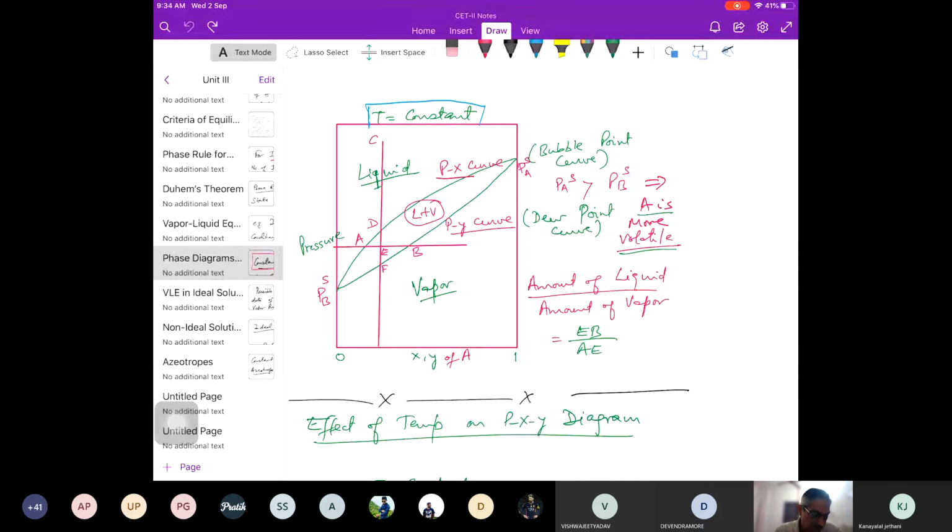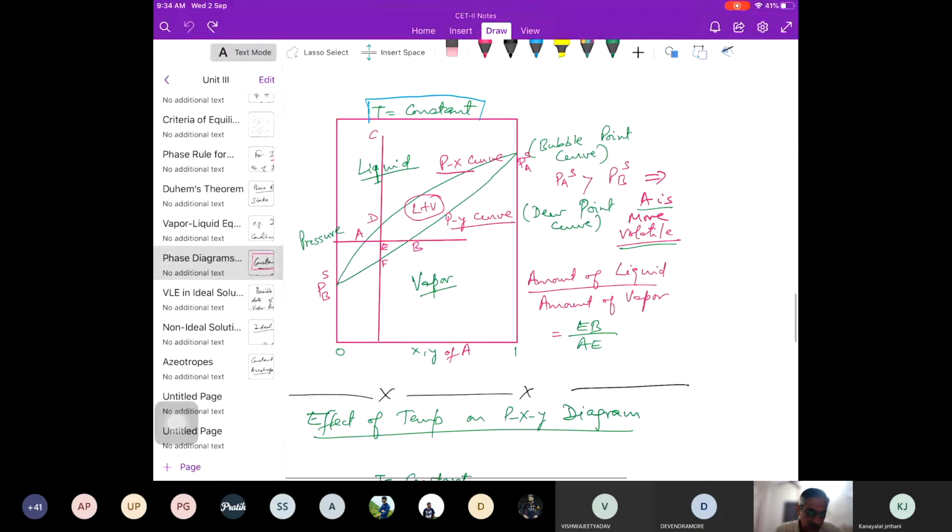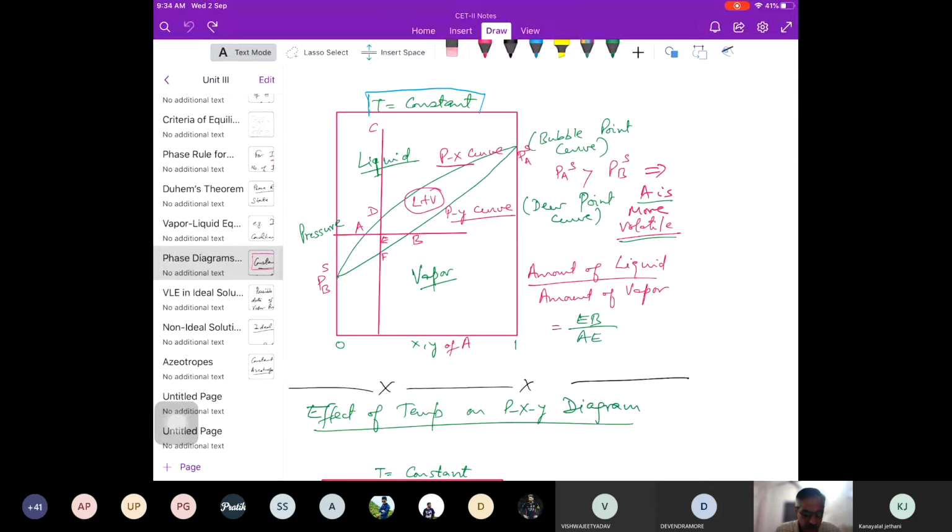So we plot pressure on the y-axis versus mole fraction in the liquid phase and vapor phase on the x-axis, and that is again for the more volatile component. A is more volatile, so we get this kind of curve where PAS, what is PAS and PBS? Saturation pressure of A and saturation pressure of B, right?